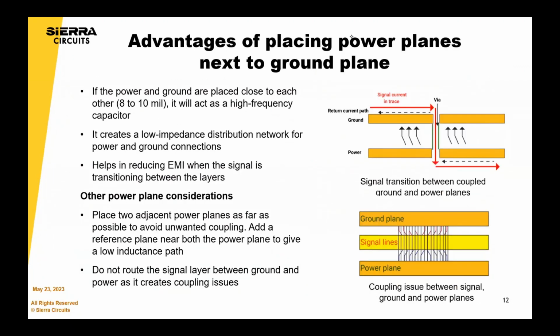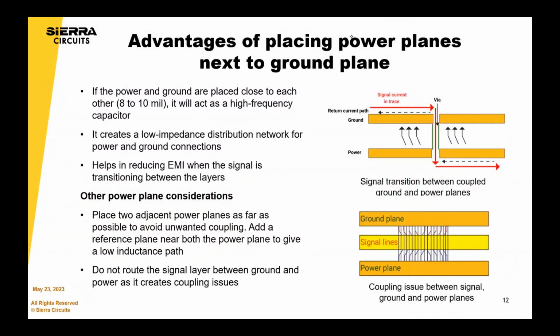So some advantages of placing power planes next to the ground plane. If the power and the ground plane are close to each other, let's say 8 mils, it will act as a high-frequency capacitor. So it creates a low impedance distribution network for power and ground connections, and it helps in reducing EMI when the signal is transitioning from the layers.